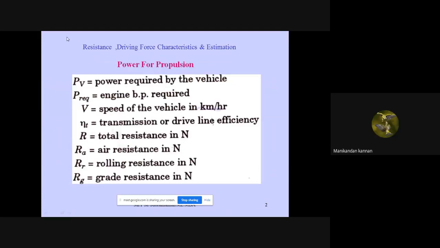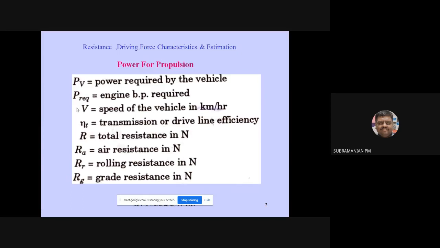Okay, sir. Okay, now what I am going to do is explain to you the power for propulsion. That is, for moving the vehicle forward, we are going to find the expression for the power, okay? So now listen, there are two terms. Slowly, I'll be explaining these parameters because I increased the image size so that it will be visible. See, P suffix V means power required by the vehicle. That is, how much power the vehicle requires to move along, okay?